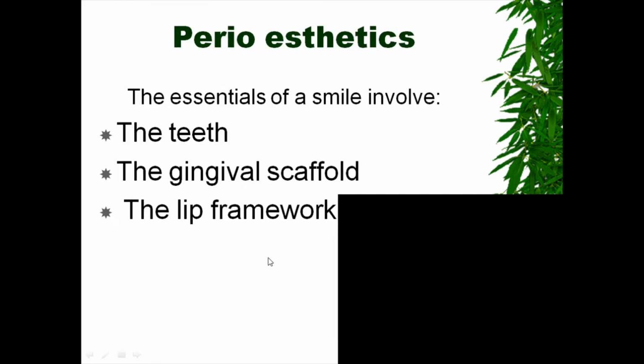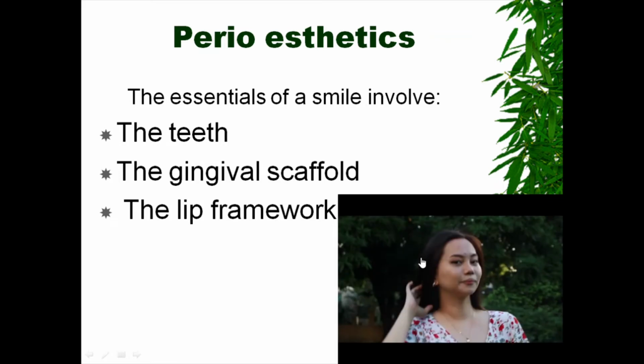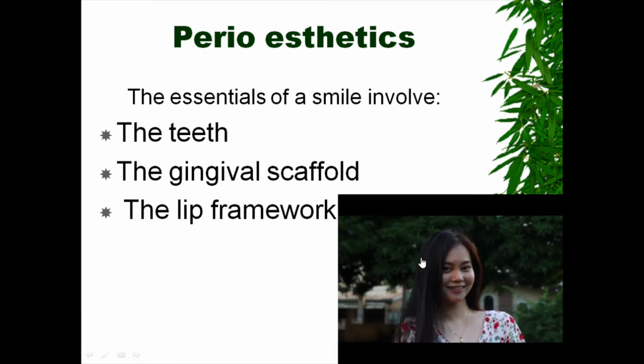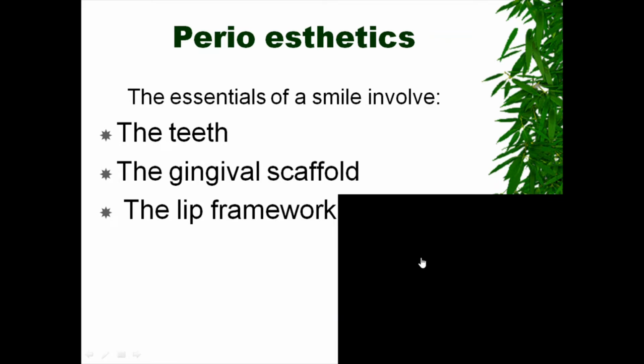First of all, we'll be discussing various parameters of perioesthetic. What is perioesthetic? The essentials of a smile involve teeth, gingival scaffold and lip framework. Proper proportion and display of teeth, gingival scaffold and lip framework make an aesthetically pleasing smile.